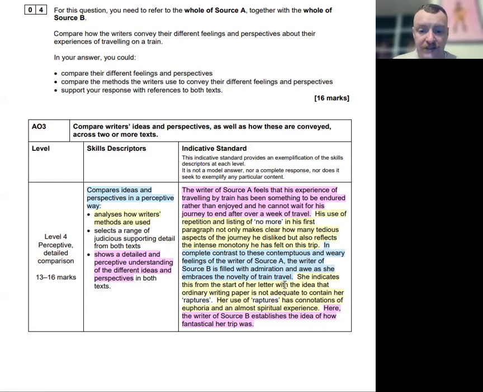She indicates this from the start of her letter with the idea that ordinary writing paper is not adequate to contain her raptures. So raptures, she's feeling raptured, she's feeling very happy, she's feeling very excited. Her use of raptures has connotations of euphoria and almost spiritual experience. So very perceptive analysis there of that one word, that one quote.